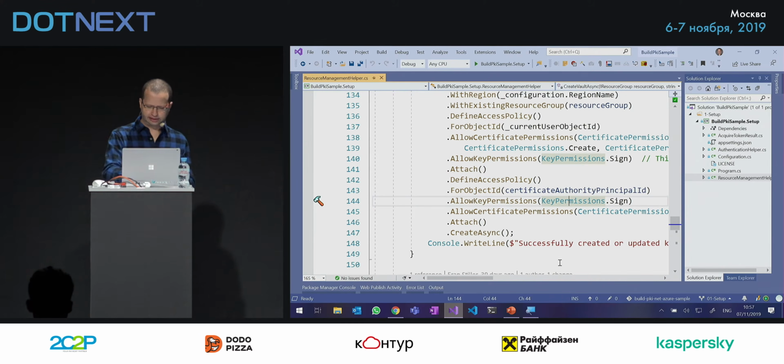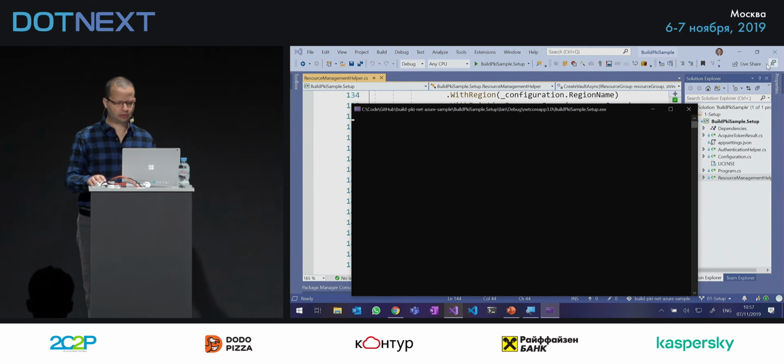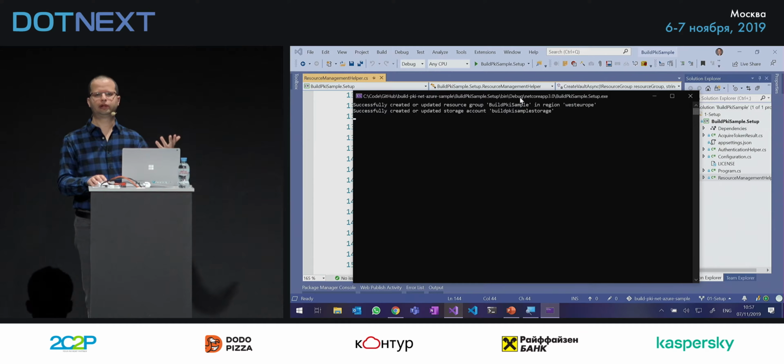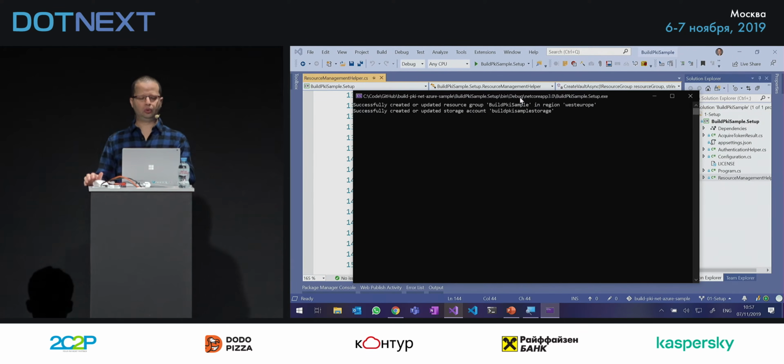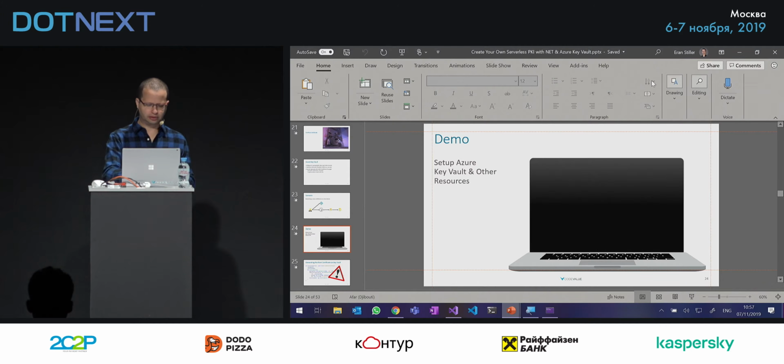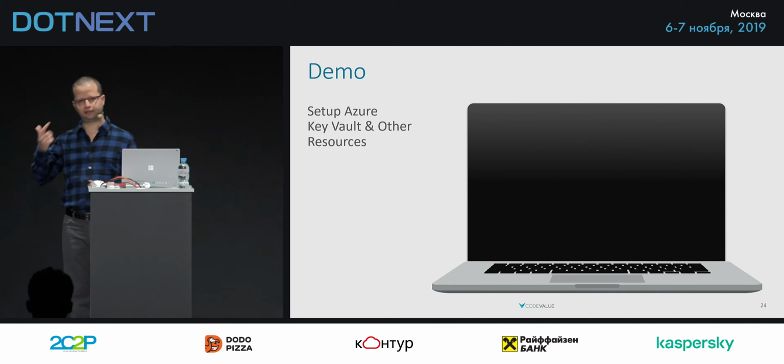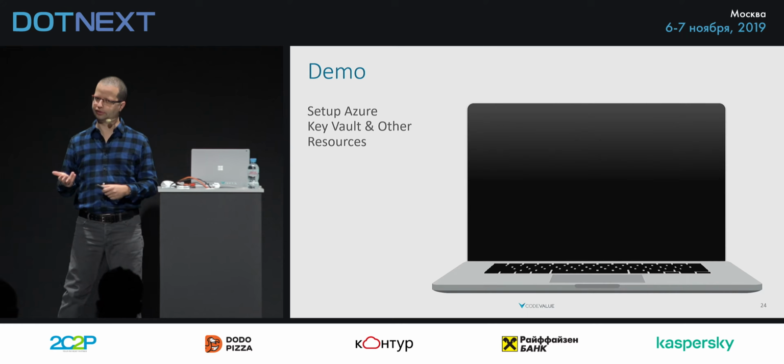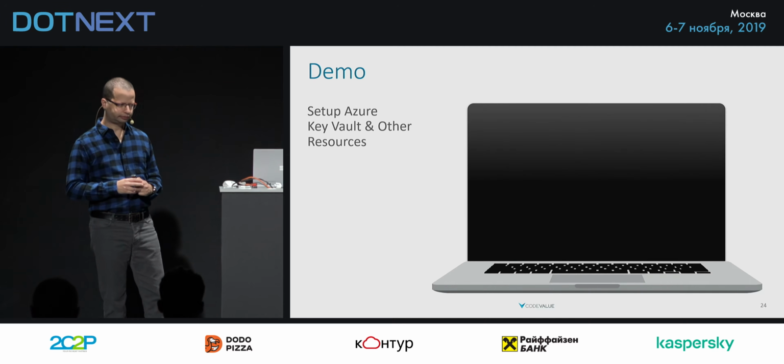So this code is less interesting. I'm just going to run it for now. It should run and create all the resources that we need. We'll get back to this in a second. So this is running and creating all that we need: the Azure Function, the Key Vault, the IoT Hub, the Device Provisioning Service, and so on.